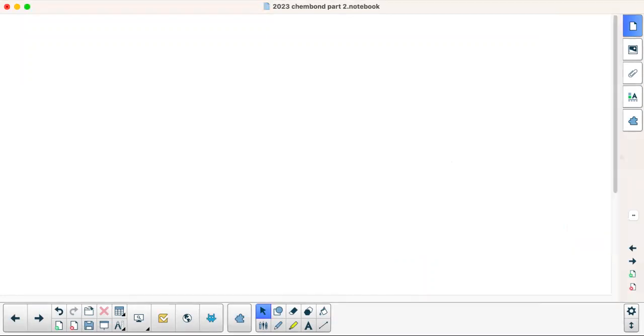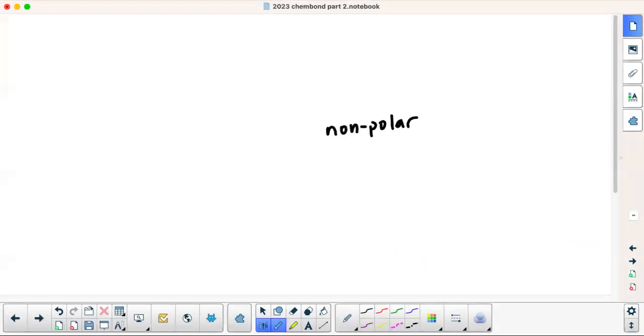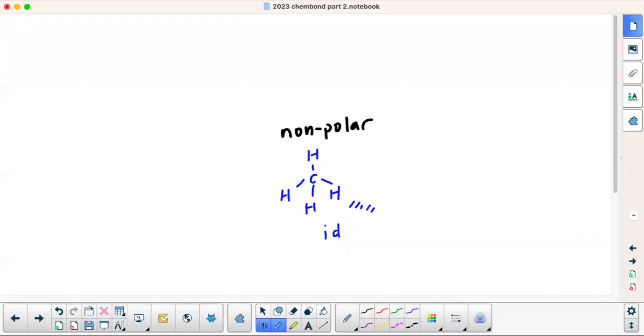The first part of my lesson here, we will do a lot of questions pertaining to hydrogen bond, right? So if you recall what I went through last lesson, when you have a compound that's non-polar, for example, a simple one like CH4, the intermolecular force of attraction is only ID. We call it instantaneous dipole, induced dipole.